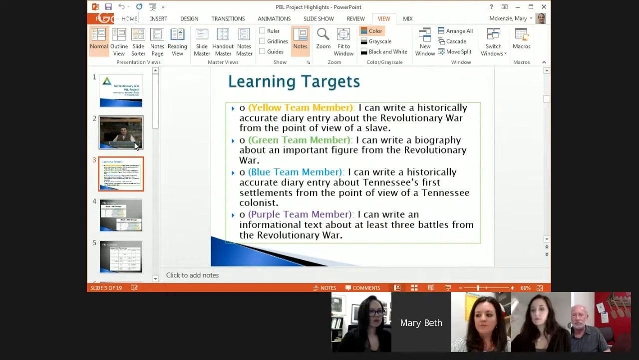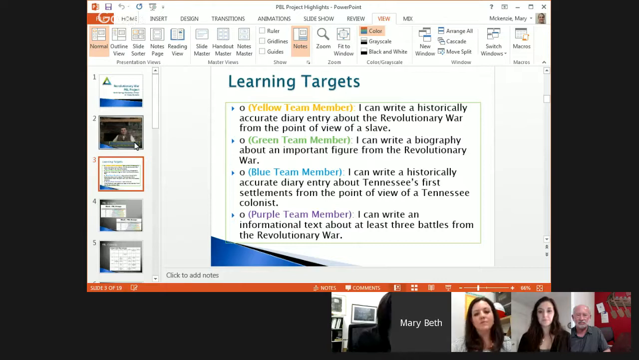We divided our students into groups, and so each PBL group had a yellow team member, a green team member, a blue team member, and a purple team member, and so they were responsible for finding information for the standards that surround this ICANN statement. So if you were the yellow team member thinking about slavery, the green team member thinking about the key people in the American Revolution, and then the blue team member with the Tennessee settlements, and the purple team members with the battles. These groups were also based on ability, and so it got progressively harder.